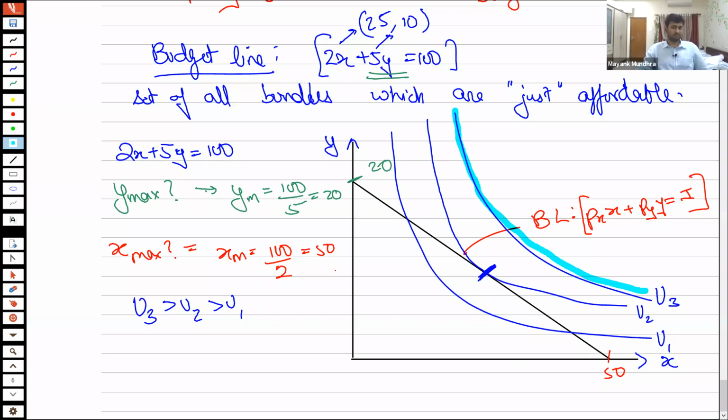I'm not rich enough. Now U1 is affordable, but then it is at a lower level than U2. If I can purchase a bundle which gives me utility U2, why would I want to stick with U1? That is the question. So I won't stick with U1. So the highest utility I can reach is the indifference curve like U2, which happens at the point of tangency. So this is the ideal.